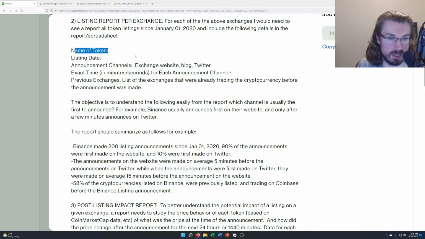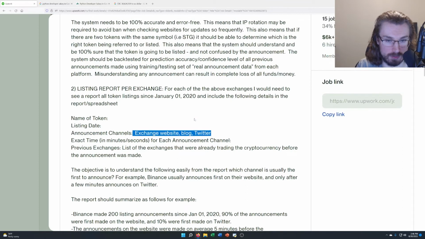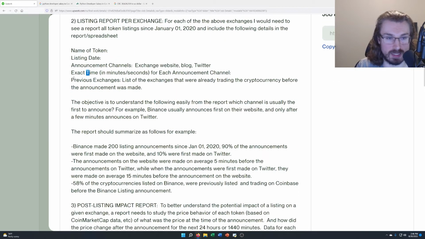So they want to collect the name of the token, listing date, announcement channels, and where the information came from. So that probably is to find out what data sources would actually have relevant information, so you'd know what you need to scrape for news articles. Exact time in minutes/seconds. I'm surprised they don't have nanoseconds in here.